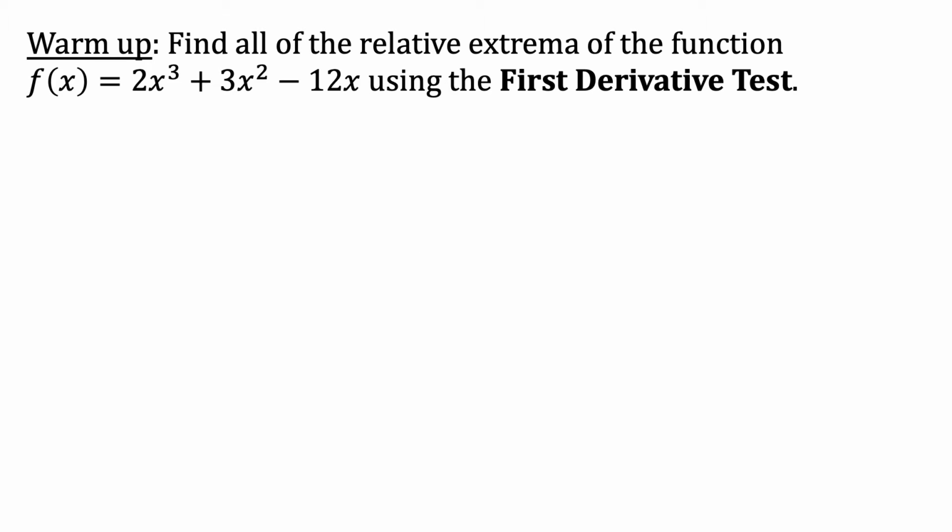Let's start with the warm-up problem to remind ourselves what we were doing with the first derivative test in our last lesson. Here we want to find all the relative extrema of the function f of x equals 2x cubed plus 3x squared minus 12x. So let's use those same steps we were using last week, starting with finding the derivative.